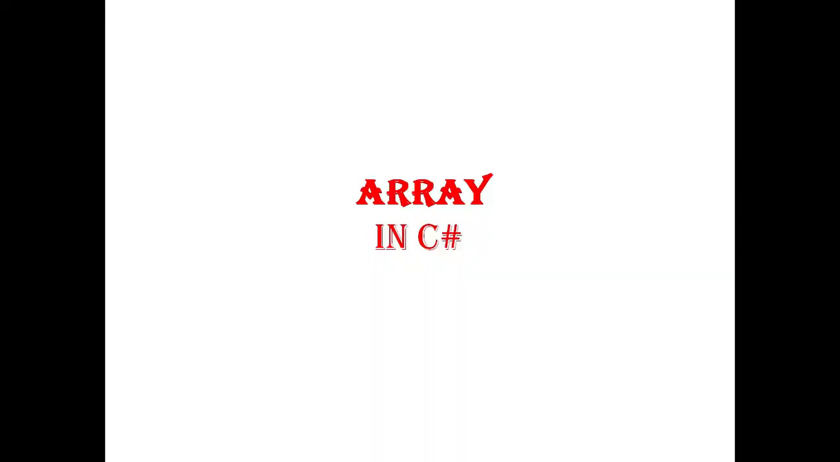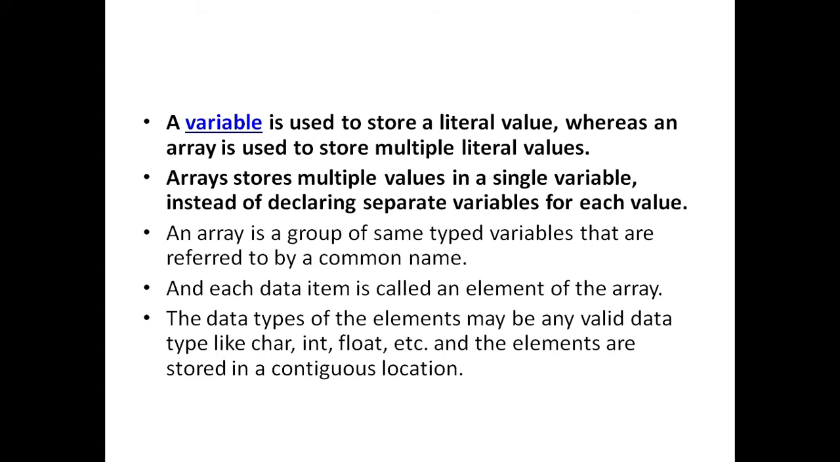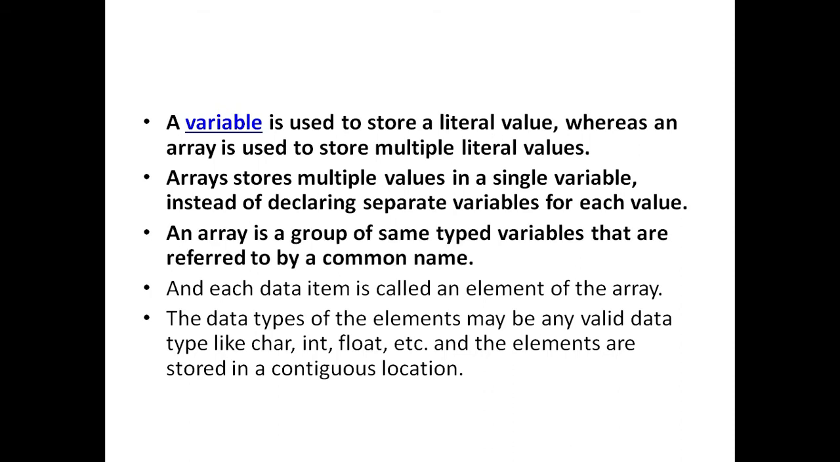Here we will see array in C#. A variable is used to store a literal value, whereas an array is used to store multiple literal values. An array stores multiple values in a single variable instead of declaring separate variables for each value.